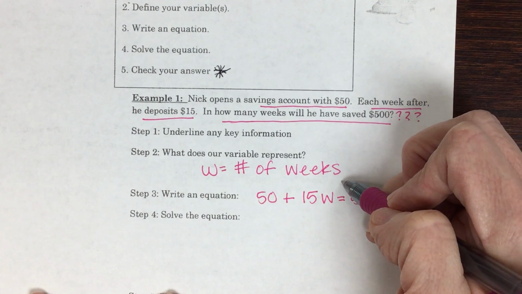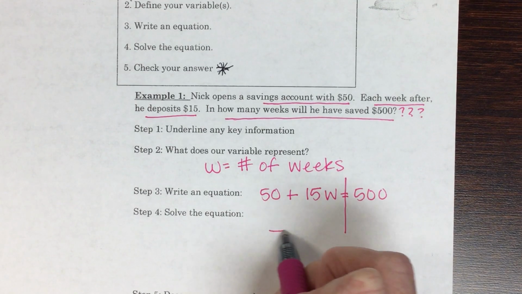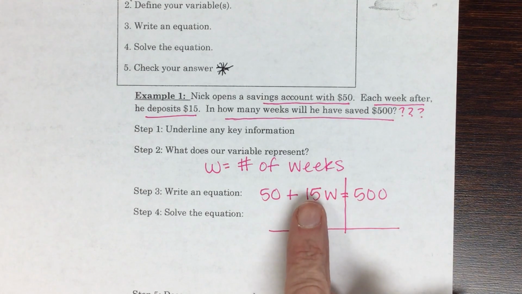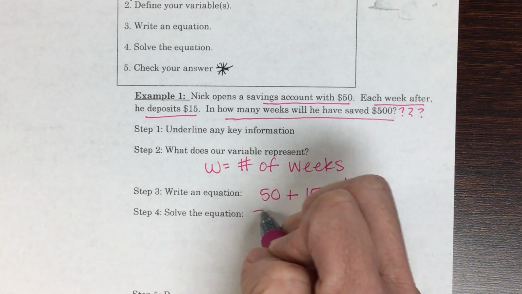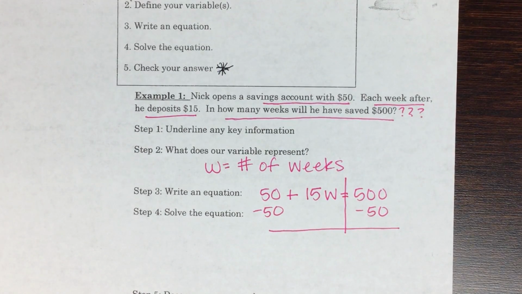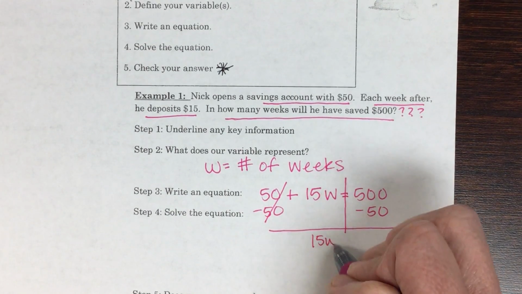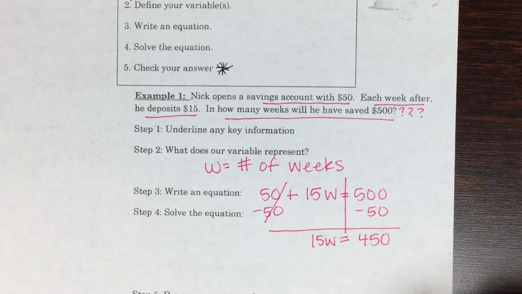Okay, now I'm just going to solve the equation. I'm going to draw a line down the equal sign. I want to keep my variable on the left this time, so I'm going to go ahead and take care of this 50. So I have a positive 50. I'm going to subtract 50 from both sides. So 50 minus 50 is 0. I'm left with 15W, and 500 minus 50 is 450.